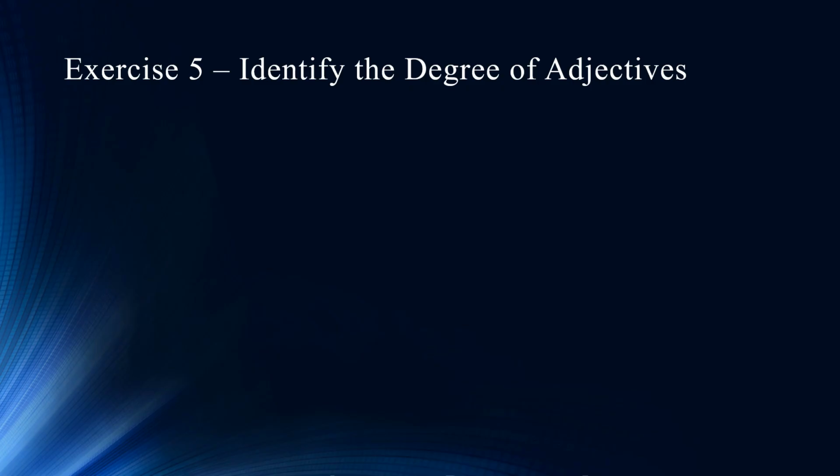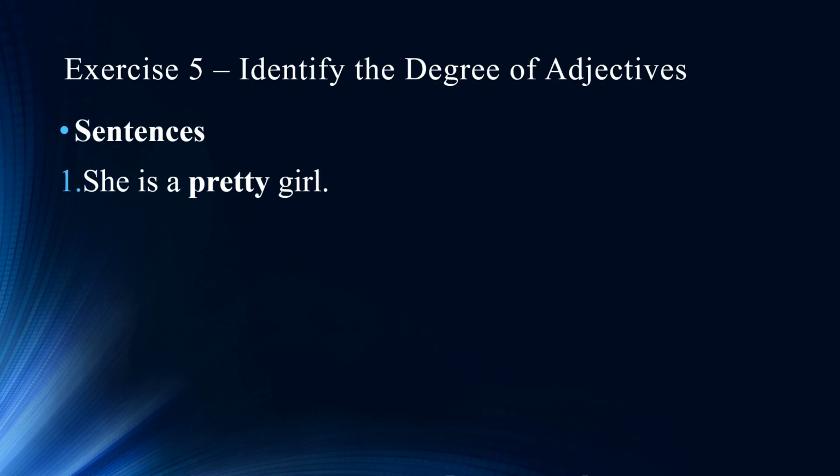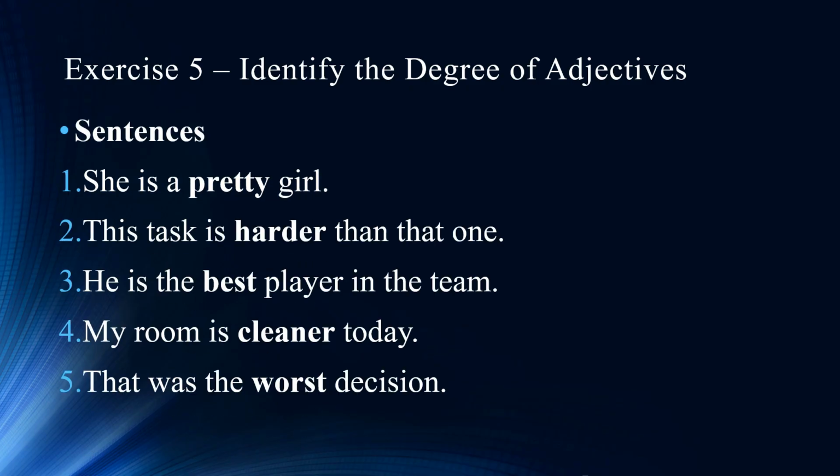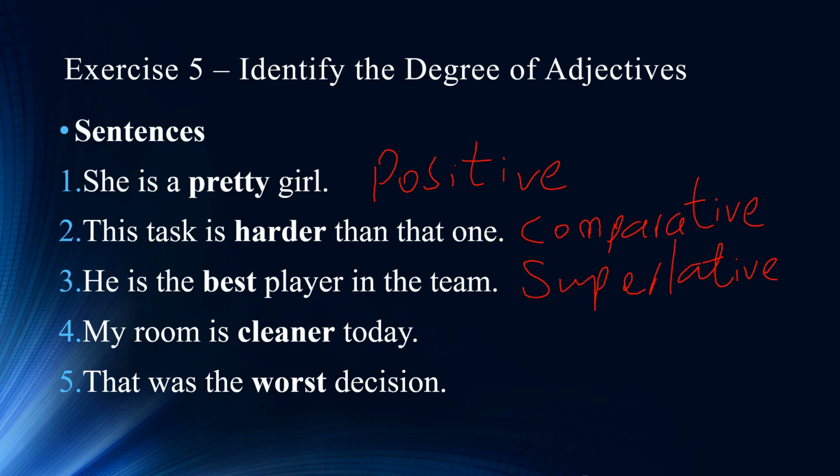Fifth exercise, identify the degree of adjectives. Number 1 sentence, she is a pretty girl. This is positive degree. This task is harder than that one. This is comparative degree. He is the best player in the team. Superlative degree. My room is cleaner today. Comparative. That was the worst decision. So this is superlative degree.